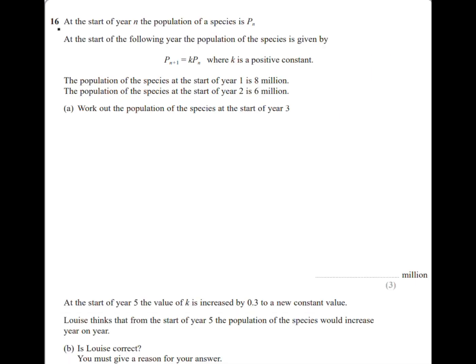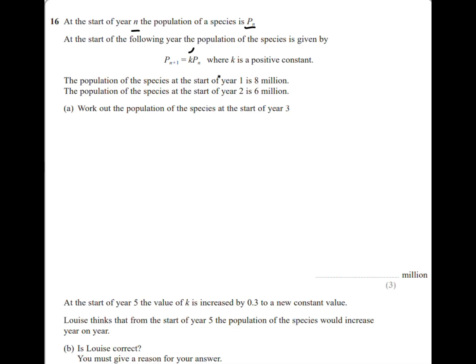Question 16. At the start of year n, the population of a species is Pn. At the start of the following year, the population of the species is given by Pn+1 = K·Pn, where K is the positive constant rate by which the population is increasing. The population at the start of year 1 is 8 million, and at the start of year 2 is 6 million.